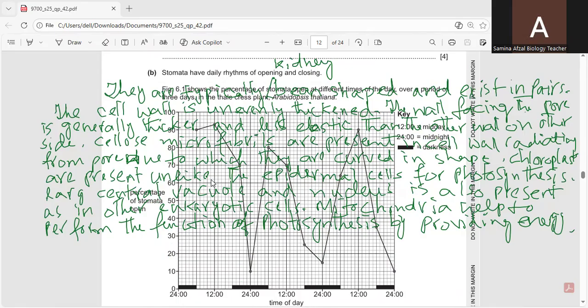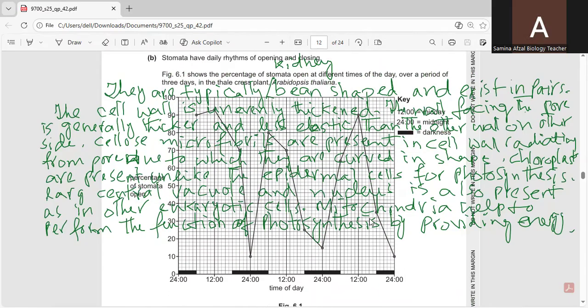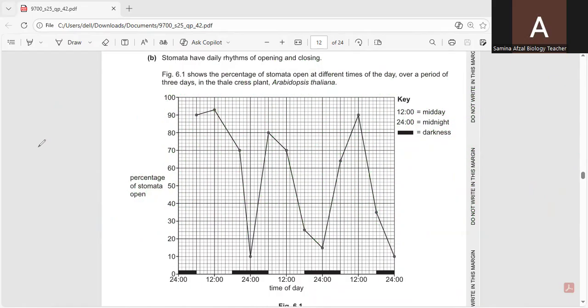And the next question, you can see, is a graph, and we will discuss what is in the graph. So the question is, stomata have daily rhythms of opening and closing. Figure 6.1 shows the percentage of stomata open at different times of the day over a period of 3 days in the plant Arabidopsis thaliana. So this is the plant which has been shown with the help of this graph, the percentage of stomata opening and closing.